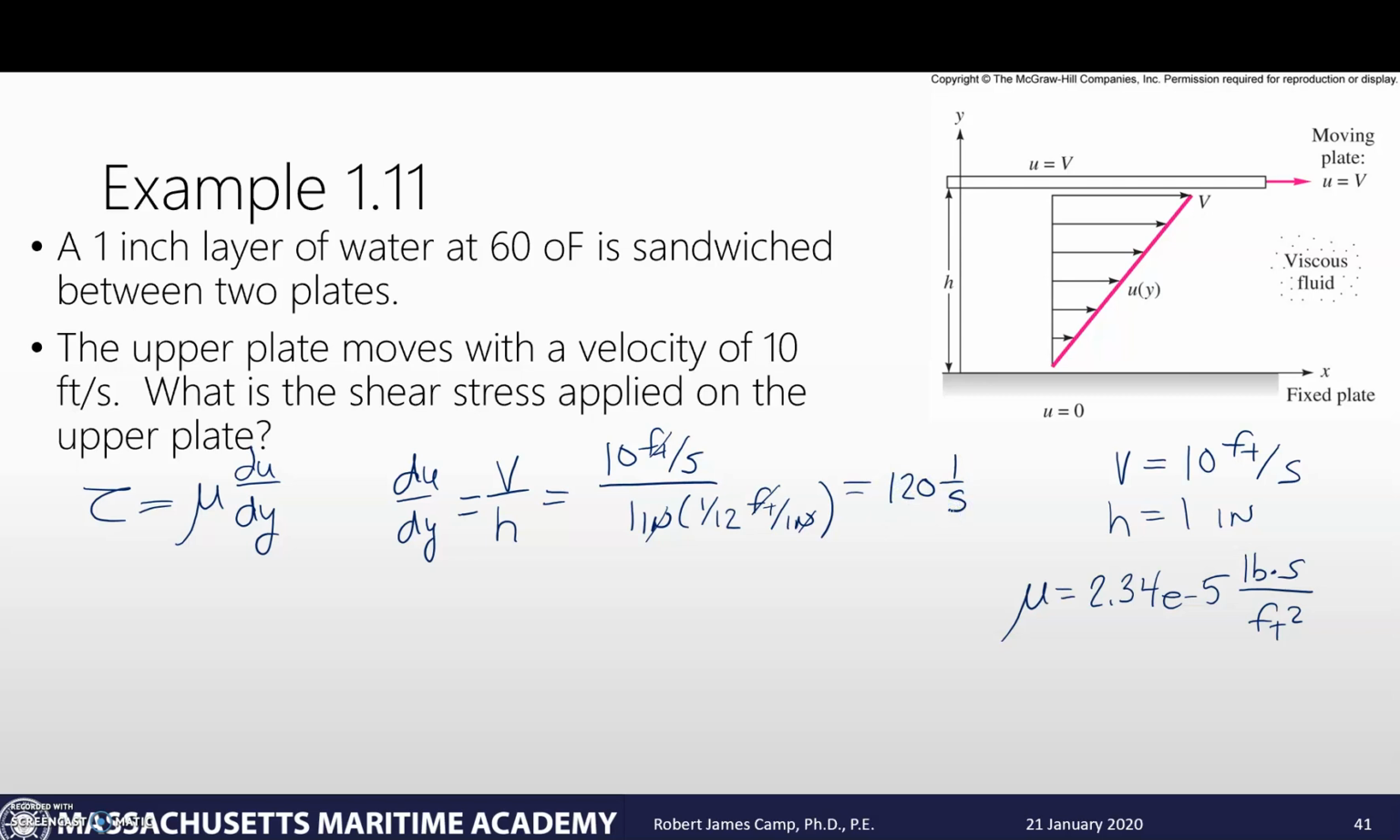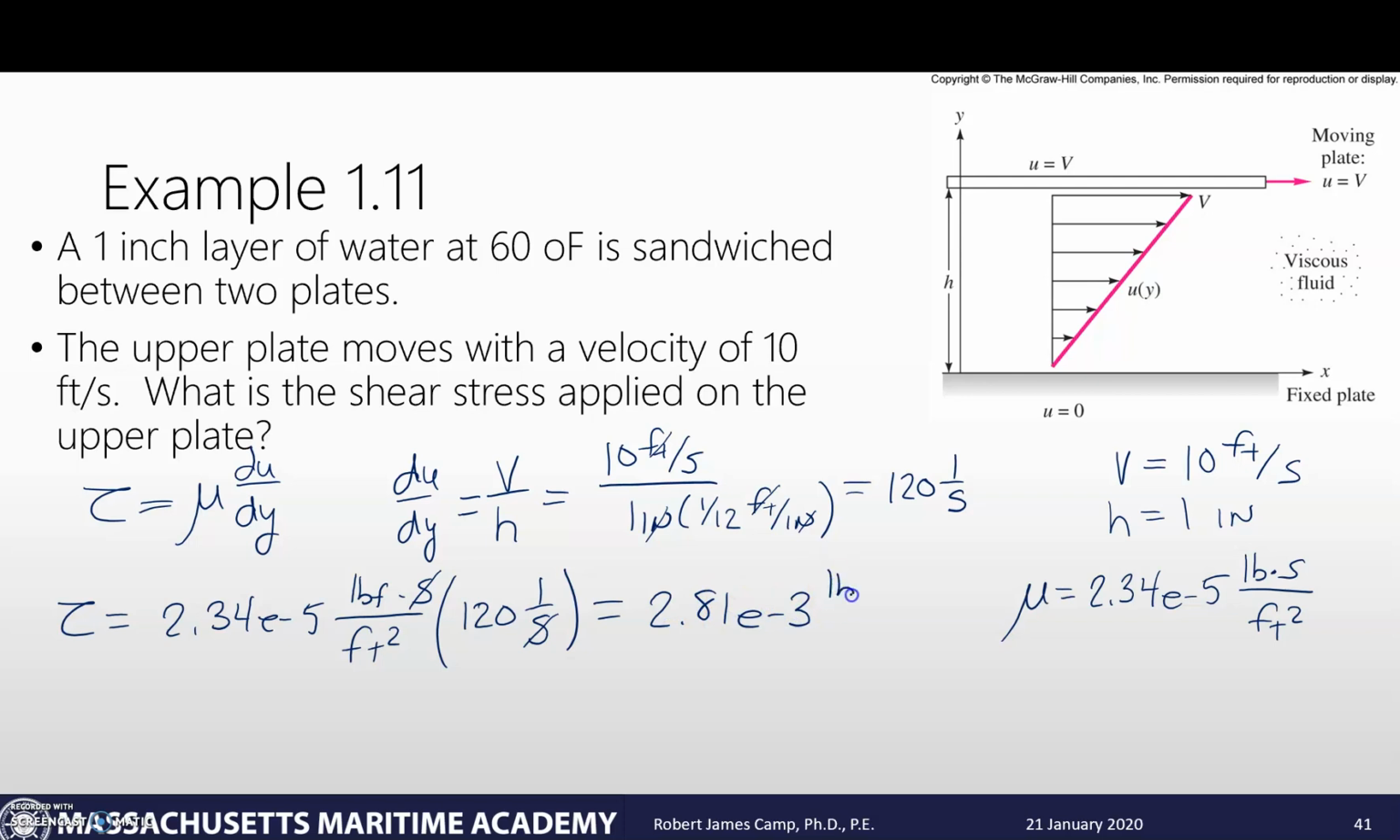So let's now plug everything in. Our shear stress is 2.34 times 10 to the negative 5 pound force second per foot squared. We're going to multiply that by our slope, which is 120 inverse seconds. Units are going to break down to pounds per square foot, which is what we do expect with a stress unit. And that gives us 2.81 times 10 to the negative 3 pound force per foot squared. We'll just box that answer.